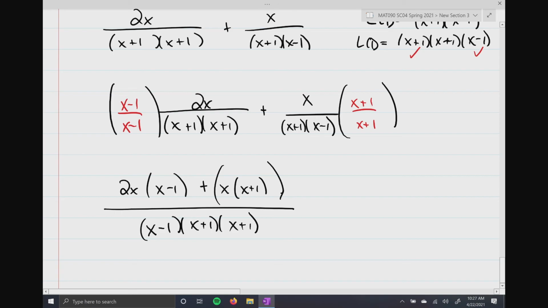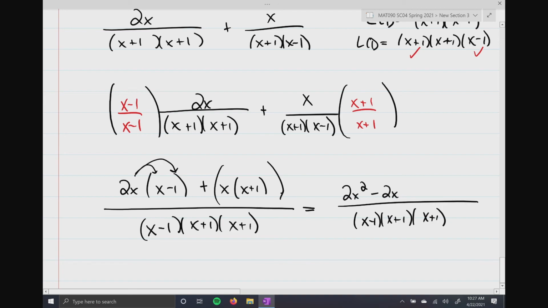All right. Now I simplify the numerator. I just write out that denominator, which is the boring part. So now, numerator, I need to distribute the 2x. 2x times x, 2x squared. 2x times negative 1, minus 2x. I also need to distribute the x. X times x is positive x squared, and x times 1 is plus x.